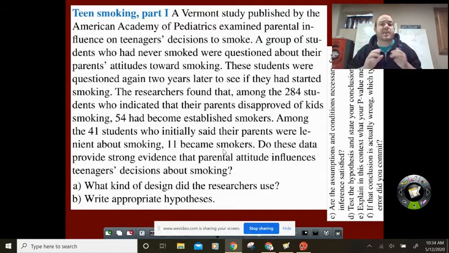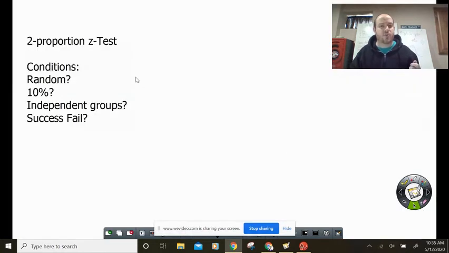And initially, none of the students smoked. But after 2 years, they went back and asked, hey, have any of you started smoking? And that's what we're going to label as a success, how many of those students started smoking. So let's go through our steps here. First off, what type of test is this? We are going to say that this is our two proportion z-test.